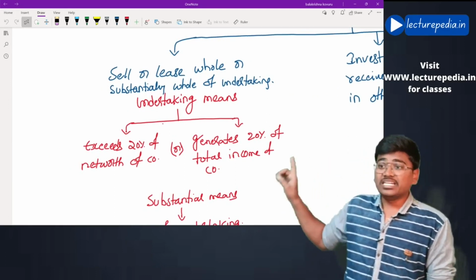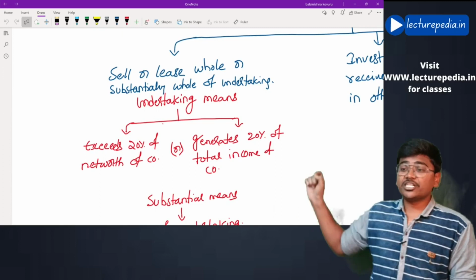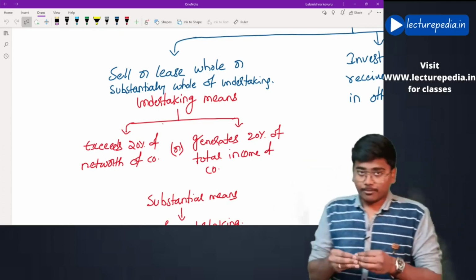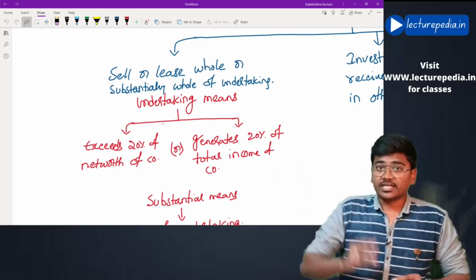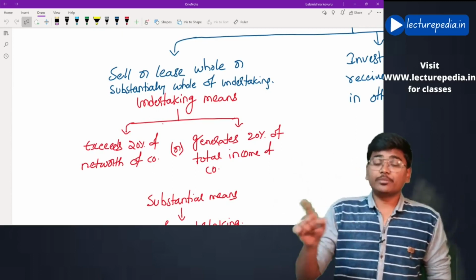First one: sell or lease whole or substantially whole of the undertaking. If the company wants to sell or lease whole or substantially whole of the undertaking, then it has to take a general meeting special resolution.